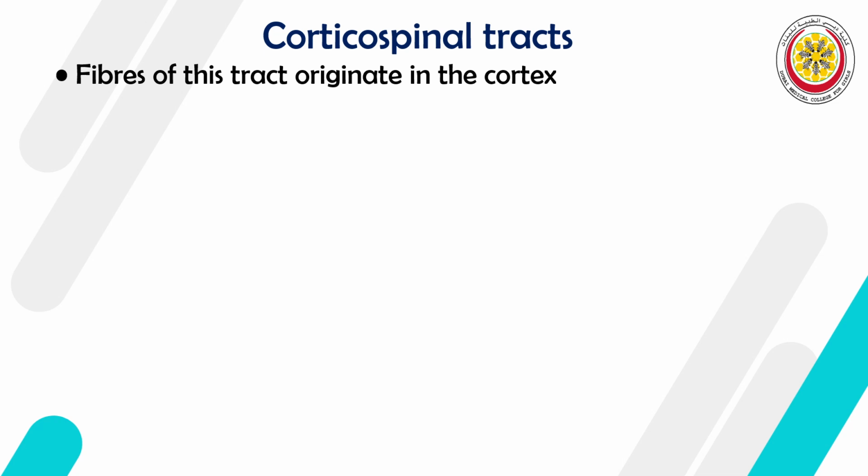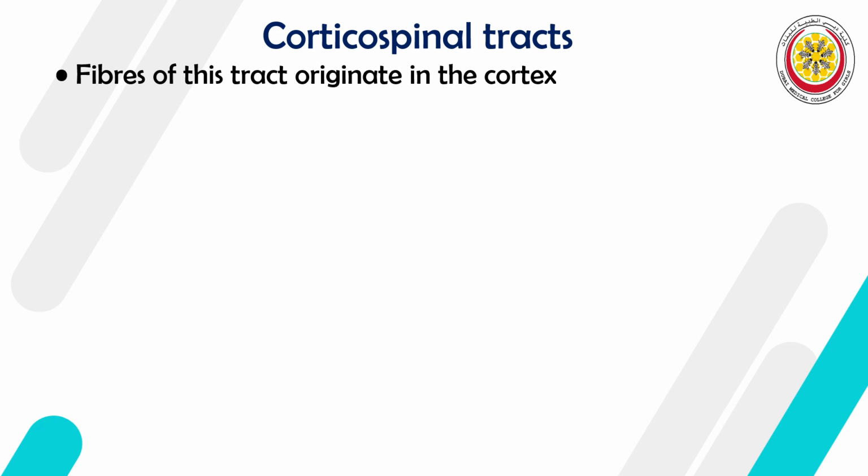Now, what if I say the corticospinal pathway? Then we have from the cortex to the spinal cord, then there are some interneurons, then we have the anterior horn cells. Now this is a pathway, because it's a series of neurons.